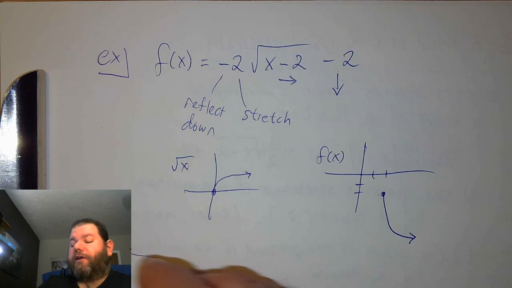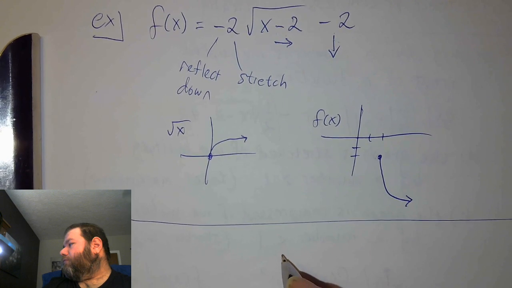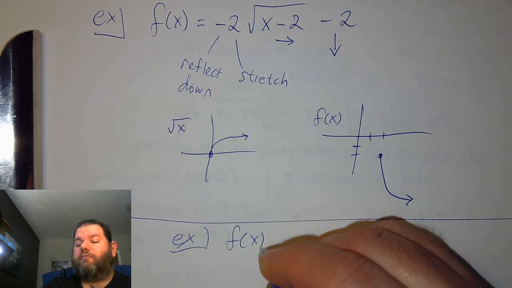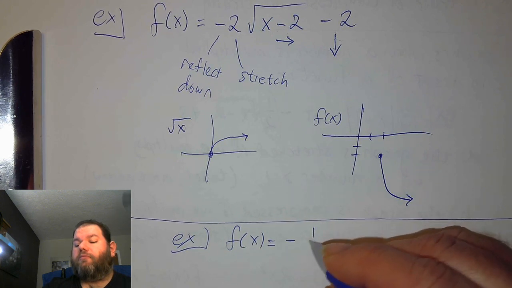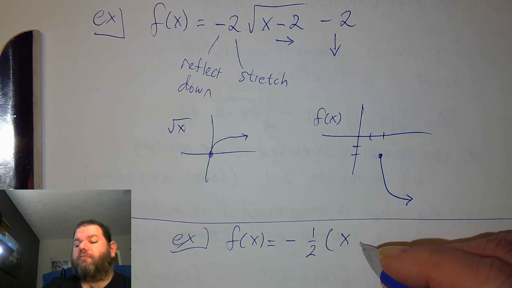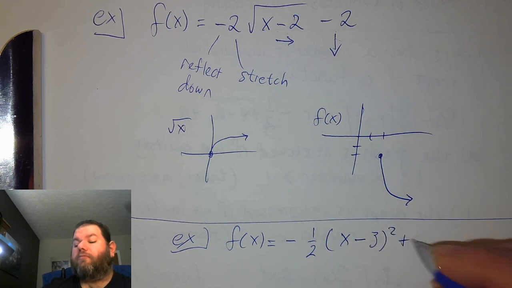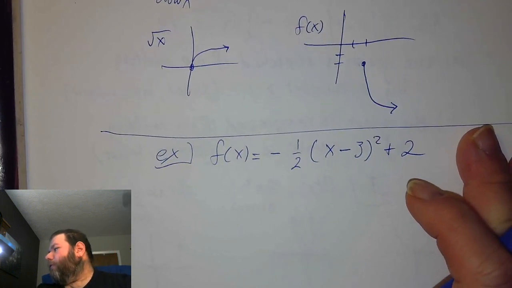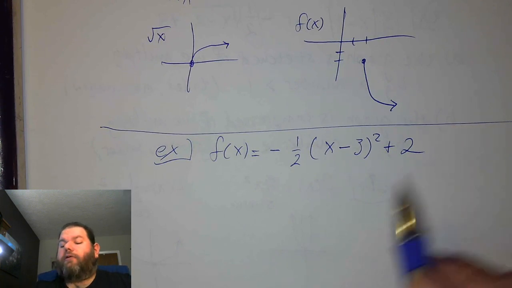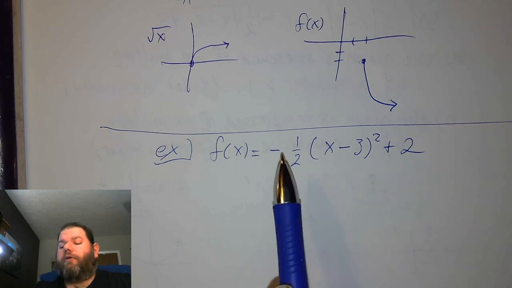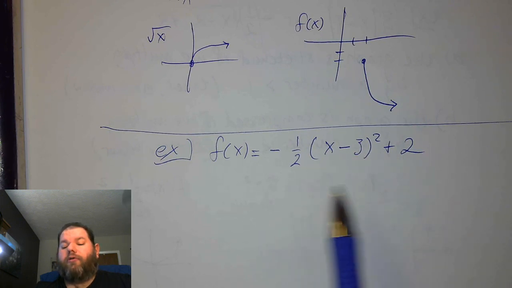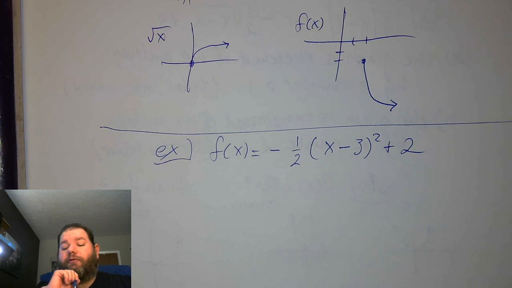So let's look at a quadratic. So in this case, we have 4 different transformations. What do these 4 transformations do?